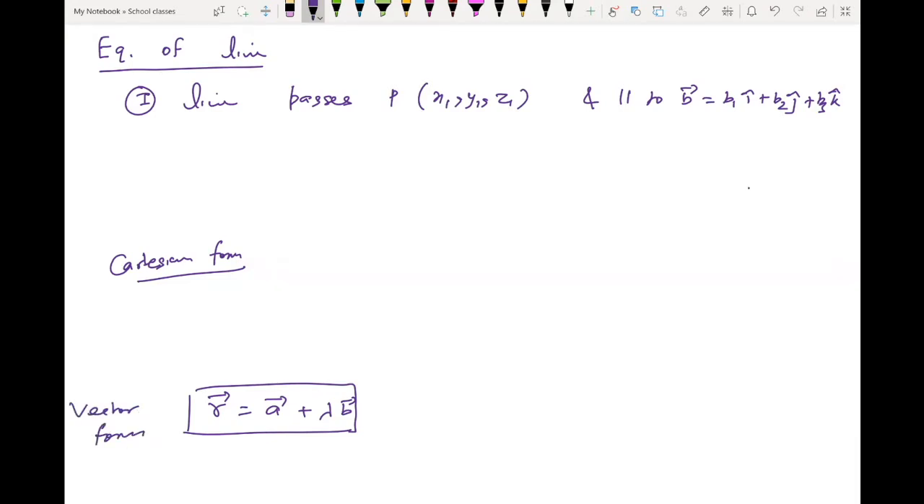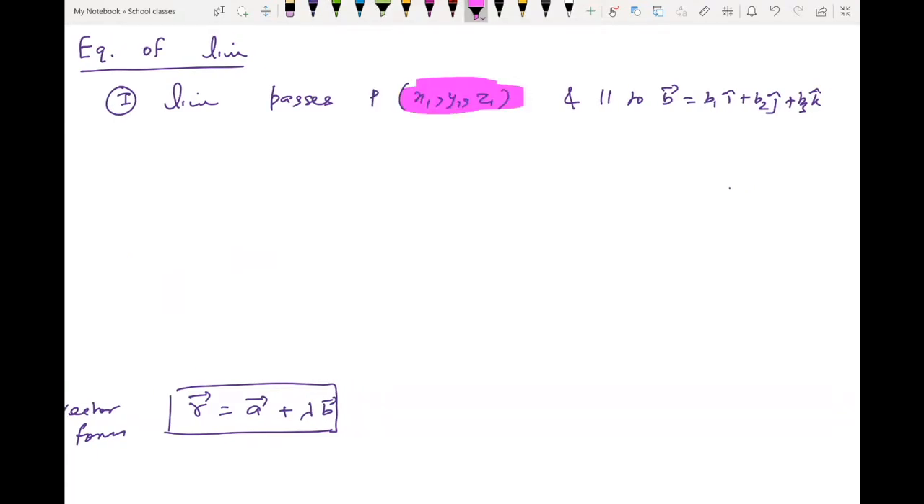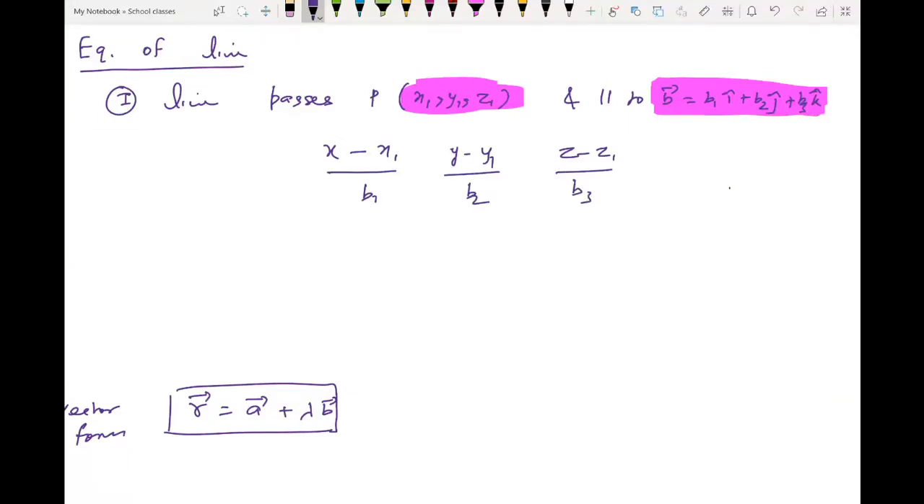So what will be the Cartesian form? We have a point through which the line is passing, and this is the vector to which the line is parallel. Then the equation of the line is (x minus x1), (y minus y1), (z minus z1), all divided by b1, b2 and b3. They all are equal to lambda. Keep x, y, z as they are, and just put the values of x1, y1, z1 and b1, b2, b3.